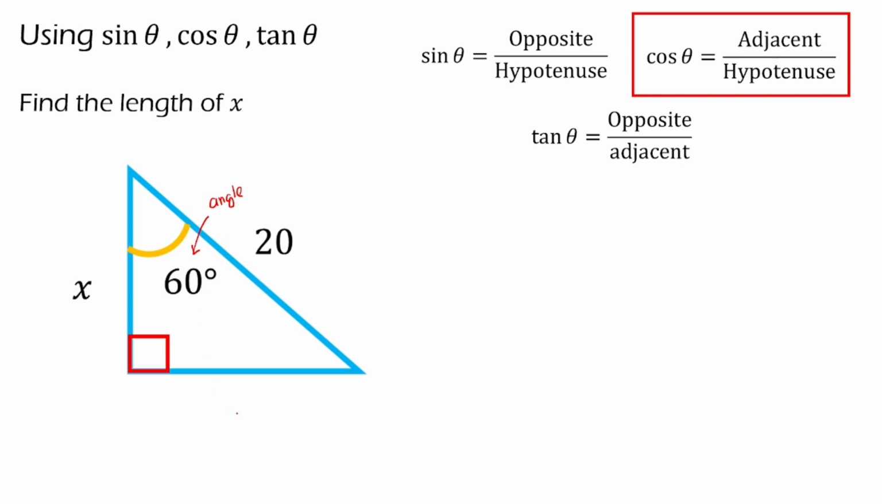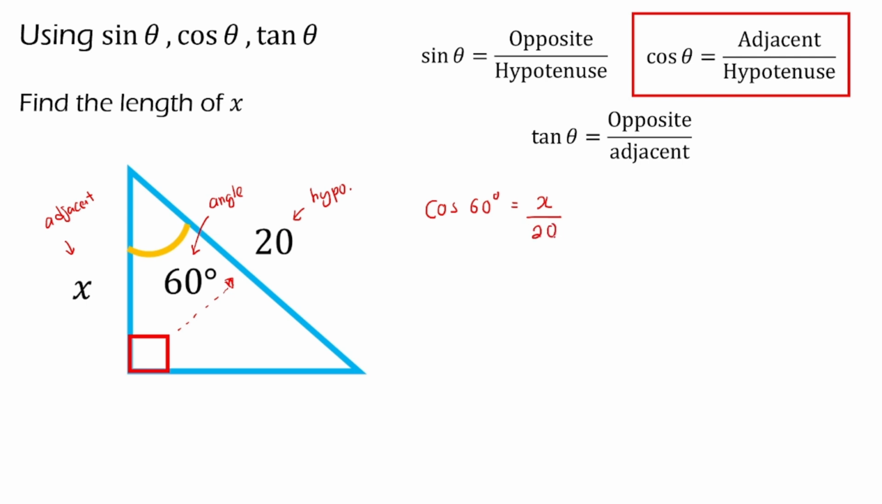If you see, we don't have anything here, but we have the hypotenuse, which is 20. And then now you can see we have the adjacent. Looking at the available information, we can see that cos theta is the one that we can use. So let's go into it. Cos 60 equal to adjacent, which is the one that we want to find, x, and then our hypotenuse is 20.